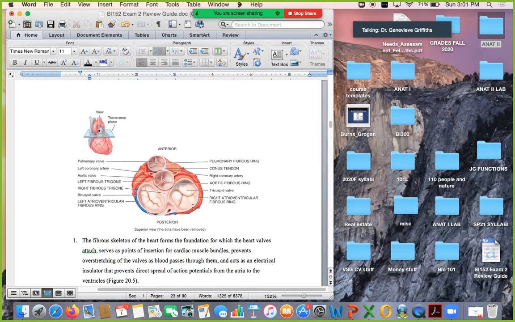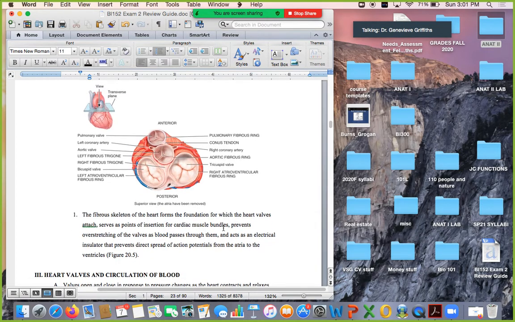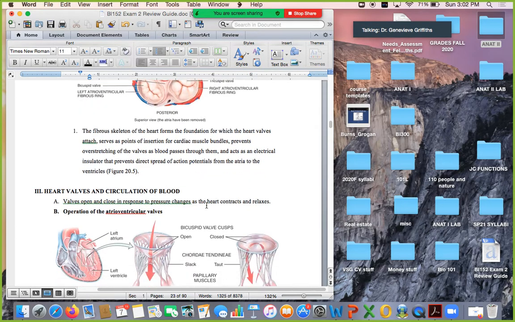And these are all going to be part of the structure so that the heart valves have something to attach to. They also serve as insertion points for cardiac muscle bundles and keep the valves from overstretching when blood passes through and forces backwards with resistance. Additionally, they're going to act as an electrical insulator because, as you might imagine, we have electrical impulses that are coming into the atria at a different time than electrical impulses to the ventricles. So that's going to prevent the direct spread of that action potential from the atria to the ventricles.